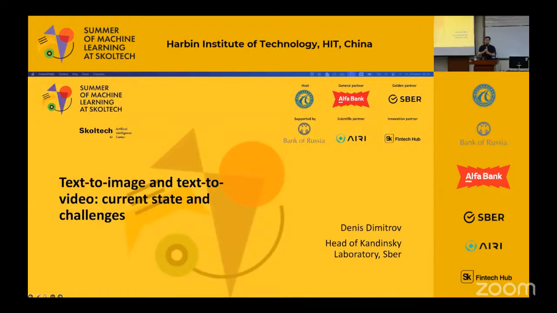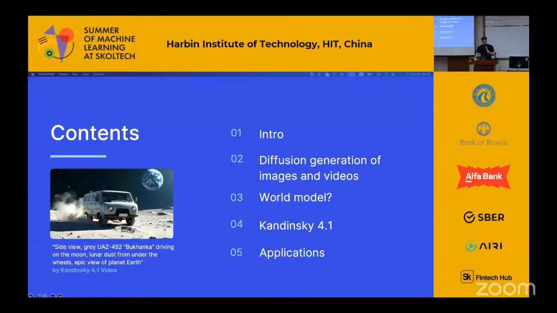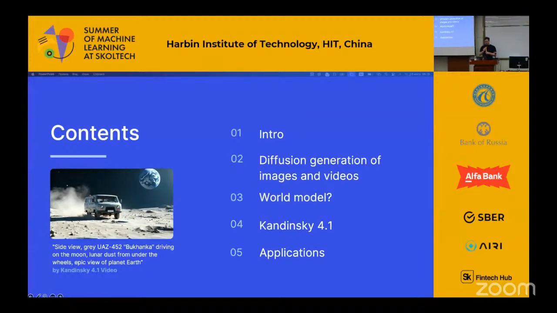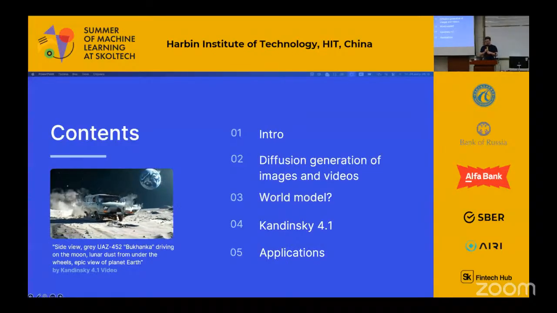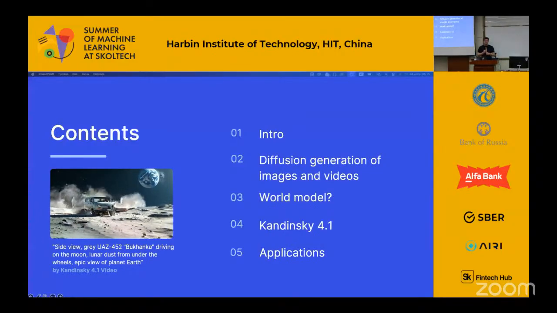We are going to discuss today a topic of text-to-video generation. Maybe a little bit text-to-image, but it's not the main theme today. So the main theme is text-to-video, of course. I will talk about the current state and challenges of that field. We will talk a little bit about diffusion, and a little bit about the main question of this field.